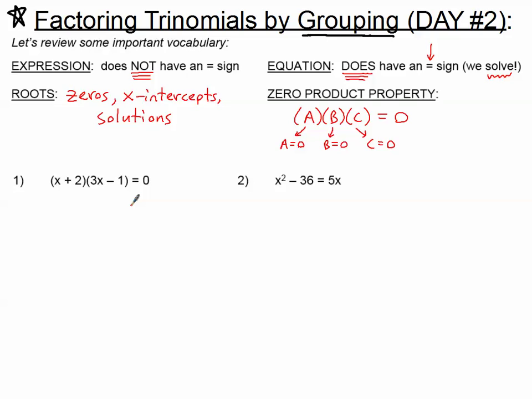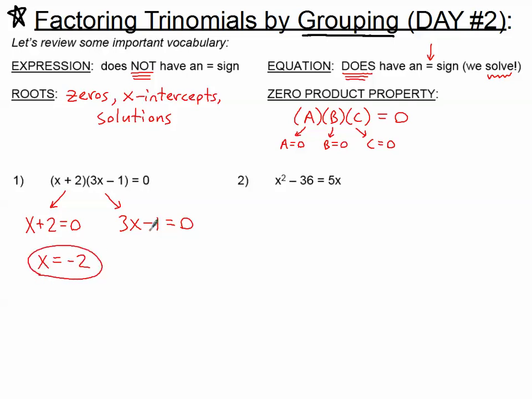So since the zero product property says that each factor can be set equal to 0, I simply need to put x plus 2 equal to 0 and 3x minus 1 equal to 0. I have two little equations to solve, and I will have my answers. So to solve this equation, of course, I'm subtracting 2, and I get that x equals negative 2. That's one of my roots.